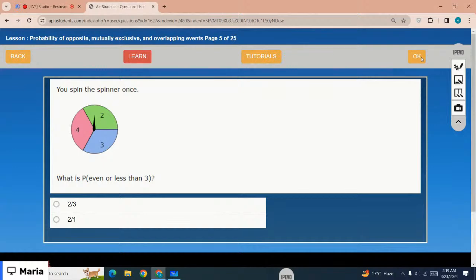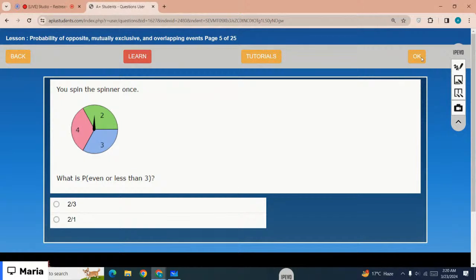The probability of even and less than 3. 2 and 4 are even numbers, right? And the only number that is less than 3 is also 2, right? So they are the overlapping events, right? So the correct option is 2 over 3.